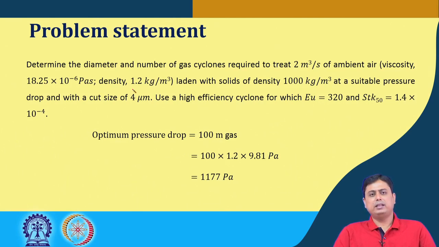This ambient air is laden with solids of density 1000 kg per meter cube, at a suitable pressure drop, with a cut size of 4 micron. Use a high efficiency cyclone for which Euler number and Stokes numbers are given, and the appropriate or optimum pressure drop that is mentioned is 100 meter of the gas.